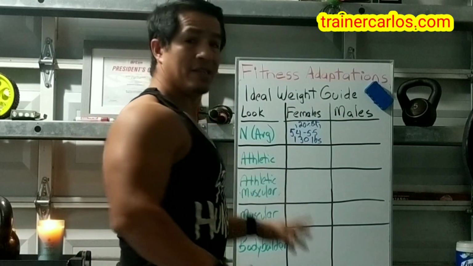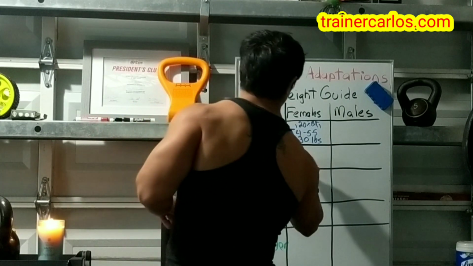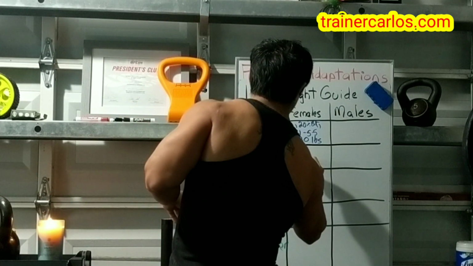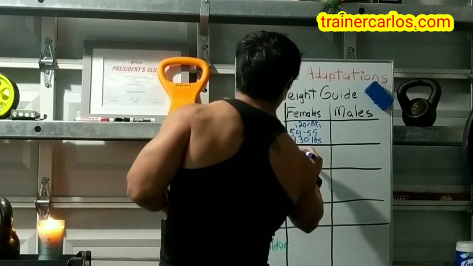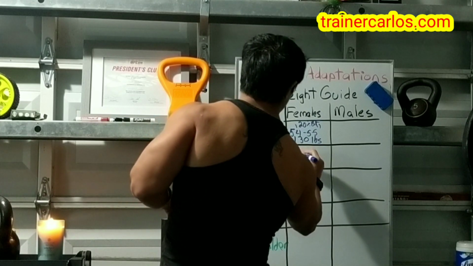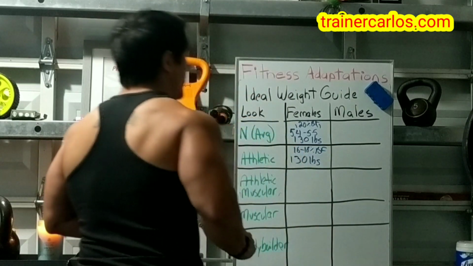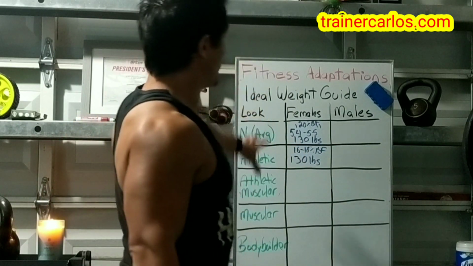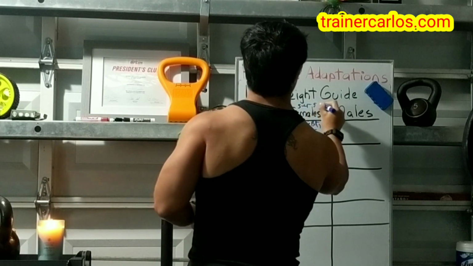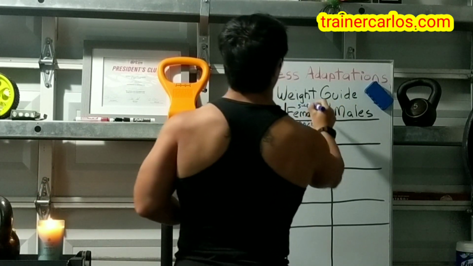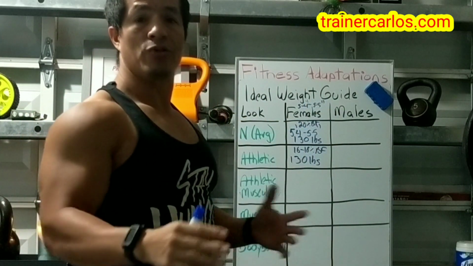Okay? That is ideal. Athletic, you're going to be about 130 pounds as well, but you're going to be around 16 to 18% body fat. Okay, same height, 5'4" to 5'5". So this is the standard, 5'4" to 5'5". Okay? Every inch over, every inch under, you add or subtract 5 pounds.